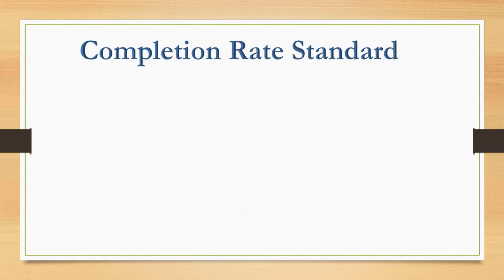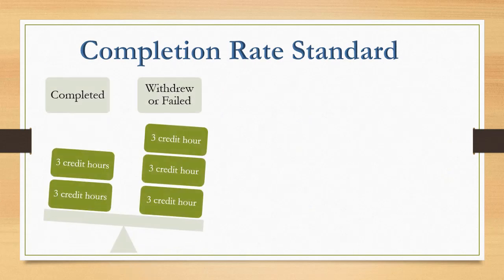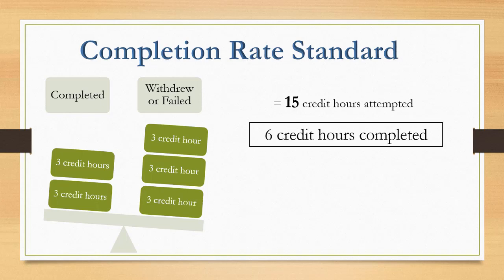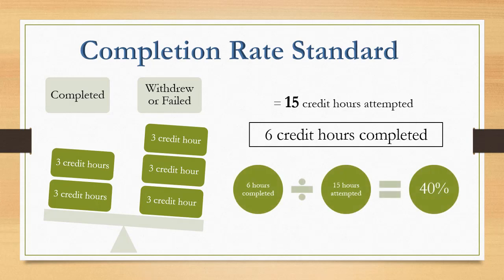Let's look at one more example. This student was registered for 15 credit hours, but for one reason or another, completed 6 credit hours. 6 credit hours completed divided by 15 hours attempted equals a 40% completion rate, which drops the student below the 67% minimum requirement. Not good.